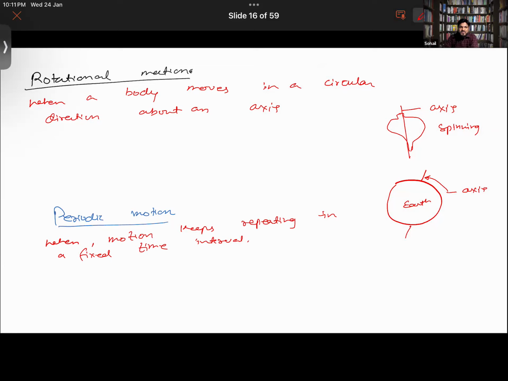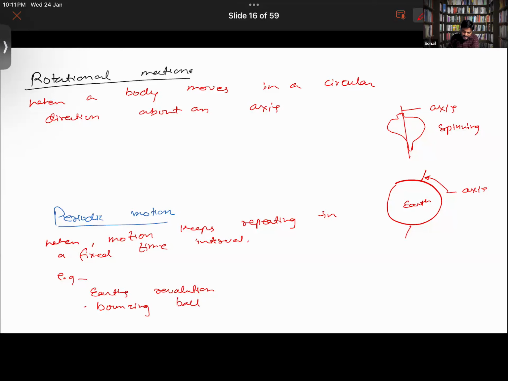Yes, Abu, what are some examples of periodic motion? The earth rotating around the sun. Revolving around the sun, doing revolution around the sun. So, Earth's revolution, very good. For example, you take a bouncing ball and you throw it. That will also be doing a periodic motion. So you have the example of a bouncing ball.